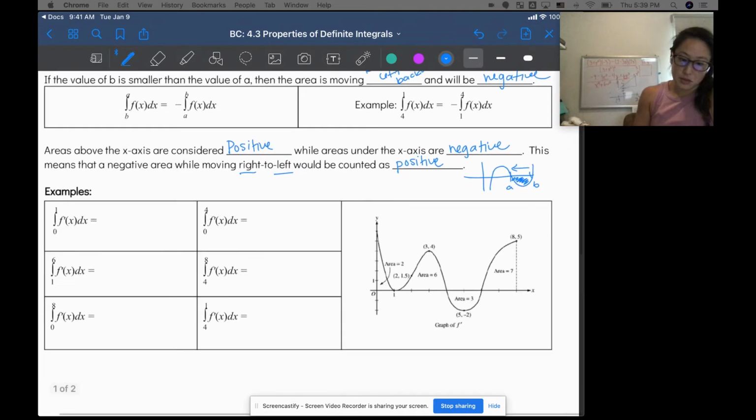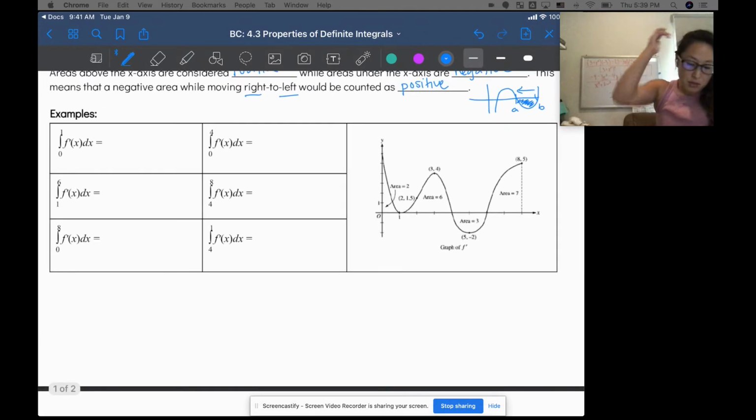All right, so we're going to do some examples from a graph. We have the graph of f prime, and I want to find the area under f prime. That's what the integral says, the area under the function. So from 0 to 1, I look at my bounds from 0 to 1. The area underneath the curve, it says, is 2. So I'm just going to write 2.